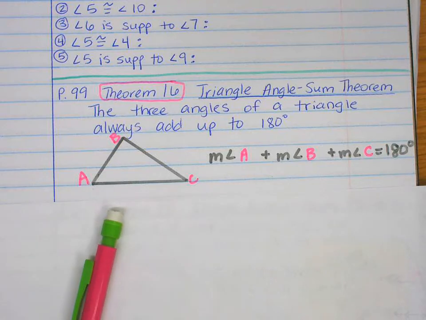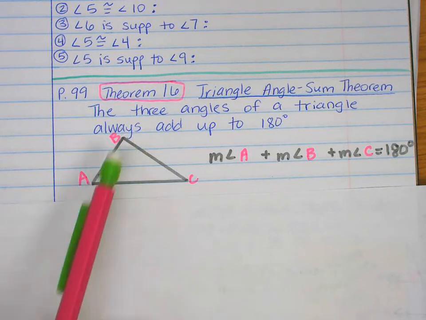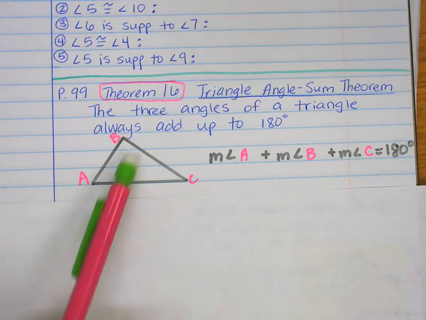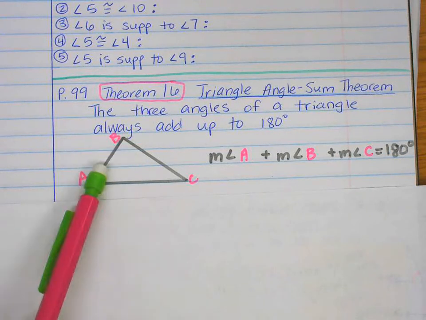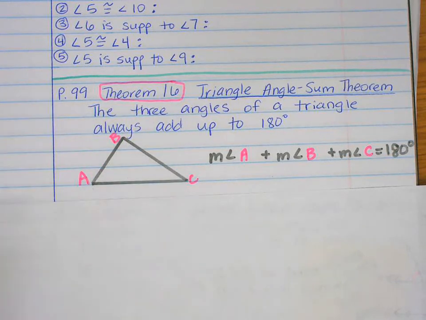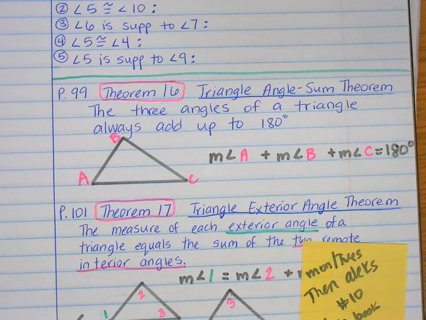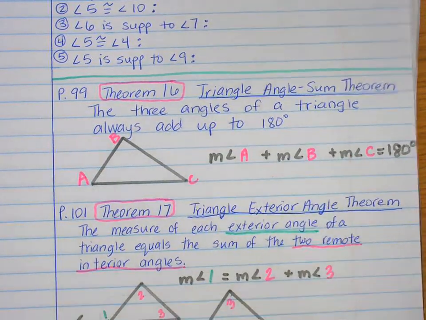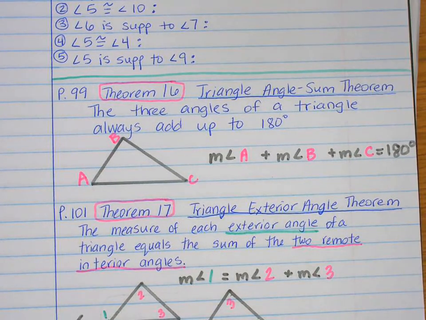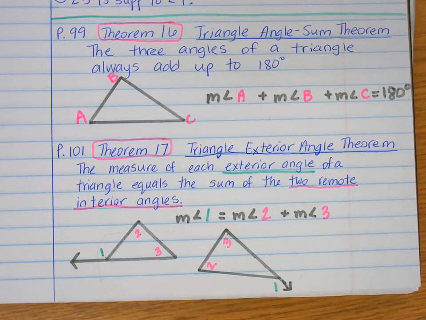What this allows us to do is, if I know the measures of two angles, I can add them up, do 180 minus that, and find the third angle, since I know all three have to add up to 180. Pause if you need to, but here is the other theorem. It's theorem 17 on page 101 in the book.